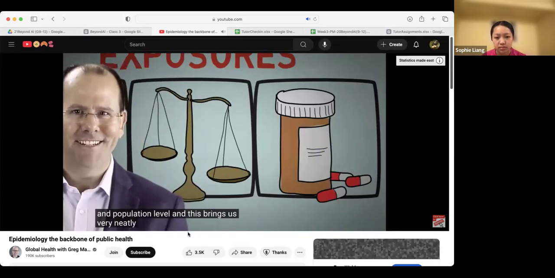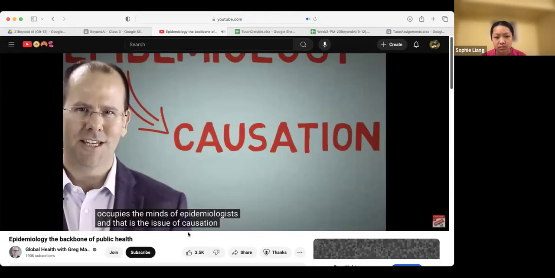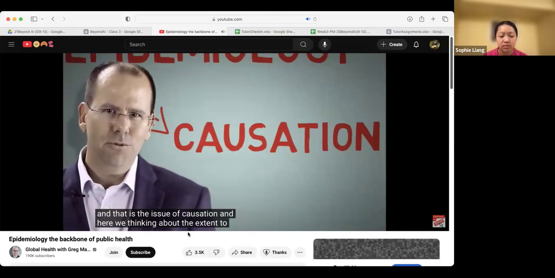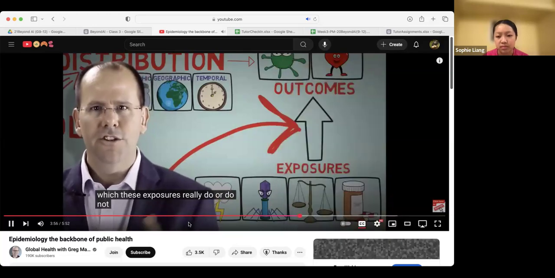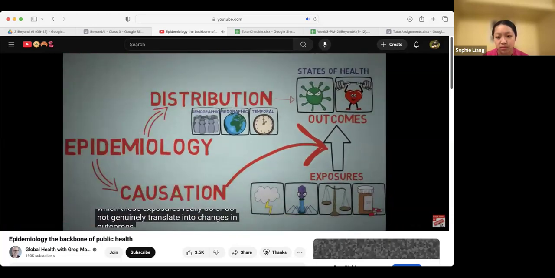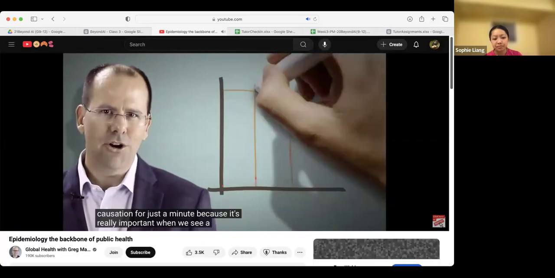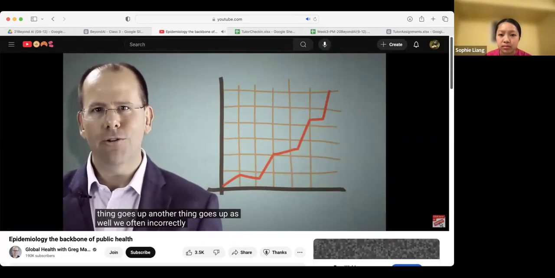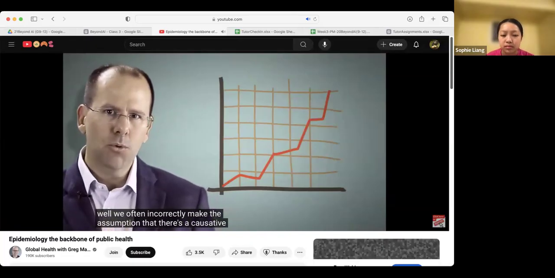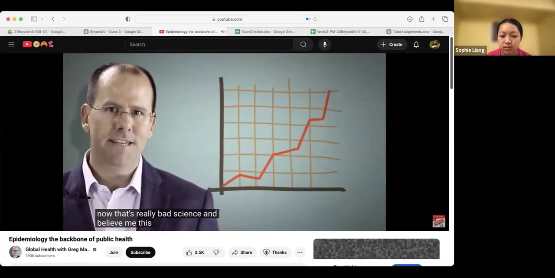And this brings us very neatly to the second issue that occupies the minds of epidemiologists, and that is the issue of causation. And here we're thinking about the extent to which these exposures really do or do not genuinely translate into changes in outcomes or the health status of people and populations. So let's talk about causation for just a minute because it's really important. When we see a correlation between two things, as one thing goes up, another thing goes up as well, we often incorrectly make the assumption that there's a causative relationship between these two variables. Now, that's really bad science, and believe me, this happens a lot.